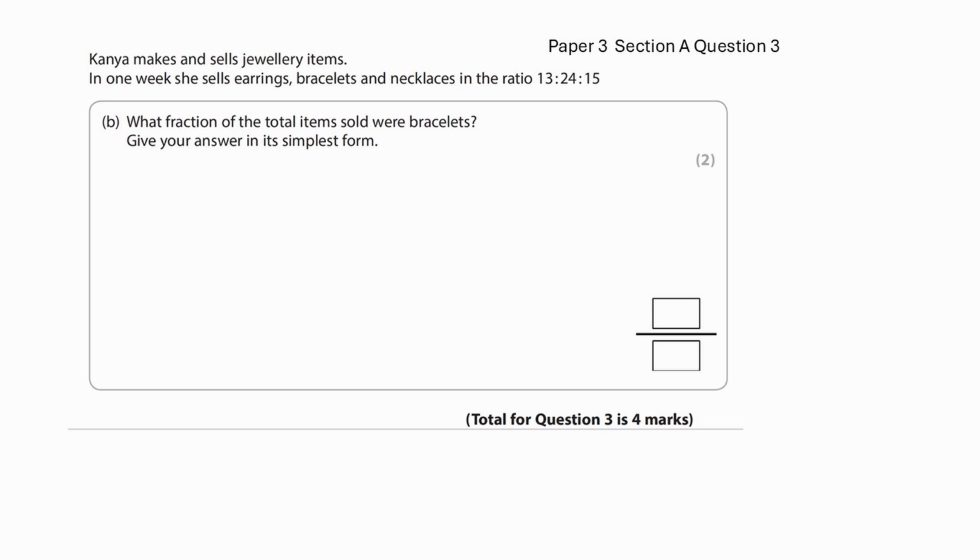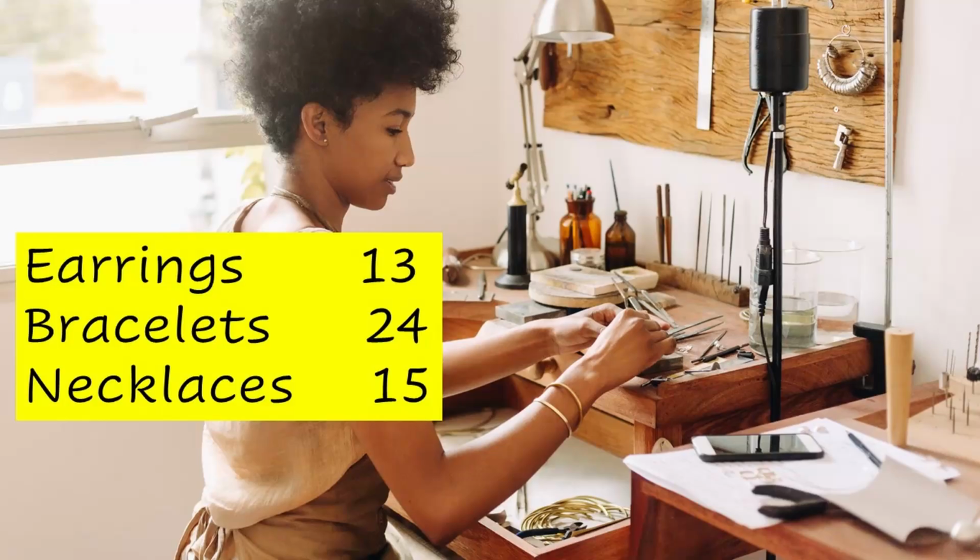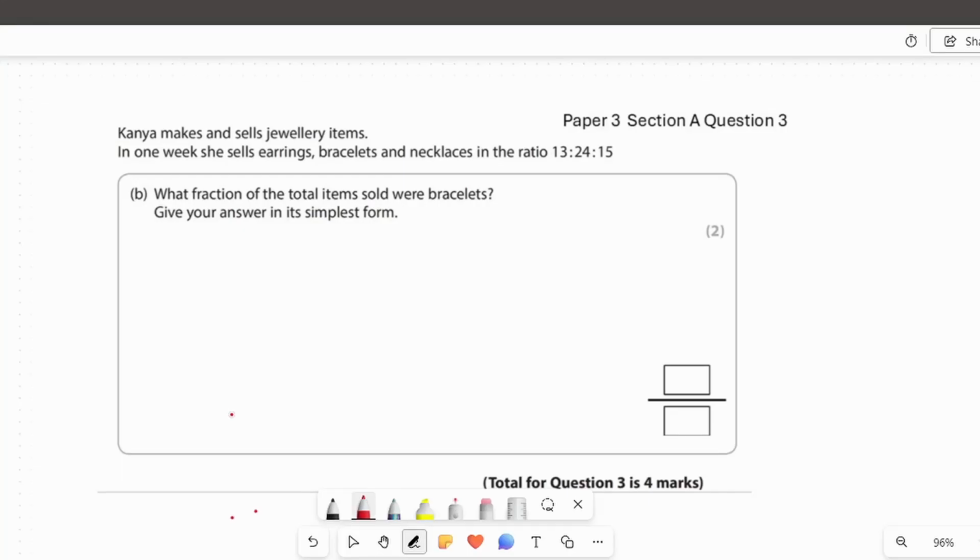Now, if we look at part B of this question here, Kanya makes and sells jewelry items. In 1 week, she sells earrings, bracelets, and necklaces in the ratio 13 to 24 to 15. What fraction of the total items sold were bracelets? Give your fraction in its simplest form.